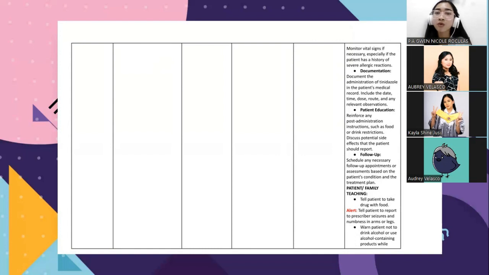We have to reinforce any post-administration instructions such as food or drink restrictions, discuss potential side effects that the patient should report. So, kailangan natin mag-reinforce ng this type of post-administration and instruction kung ano ba dapat or kung ano yung bawal na kainin nila or kailangan na i-intake nila na drinks. Next is follow-up. We have to schedule any necessary follow-up, appointments, or assessments based on the patient's condition and the treatment plan. So, usually mga doktor to. So, mga doktor yung nag-schedule ng plan.